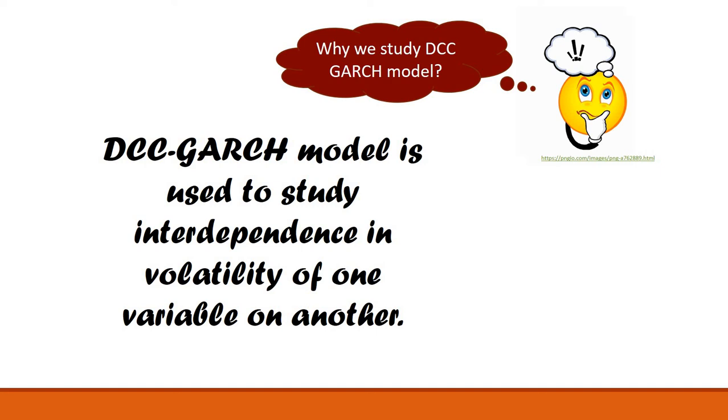The reason is that the DCC-Garch model is used to study the interdependence in volatility of one variable on another, whether one variable is volatile on the other or not. We are going to learn the covariance between two variables, maybe two, maybe three. That means we are going to learn the covariance between more than one variable. So that's why we are going to study the DCC-Garch model.